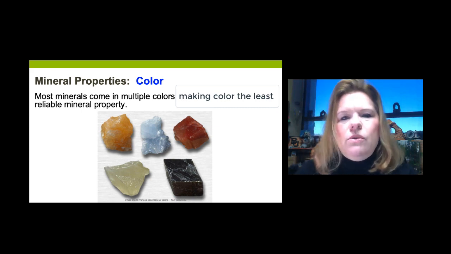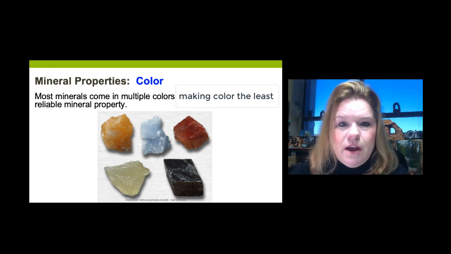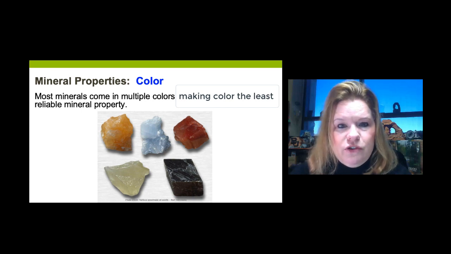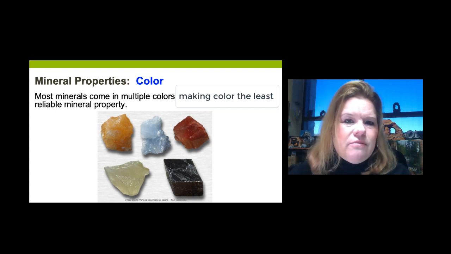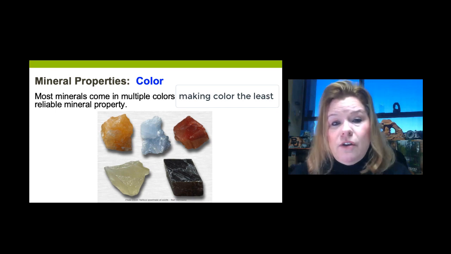So there are a few minerals that actually only come in one or two colors, and color can be super valuable in identifying them. For example, azurite is a kind of bright bluish color, and that is a very notable color that you could say, hey, that might be azurite. So if that's the case, that would be useful, but it's not the case for a majority of our common minerals.